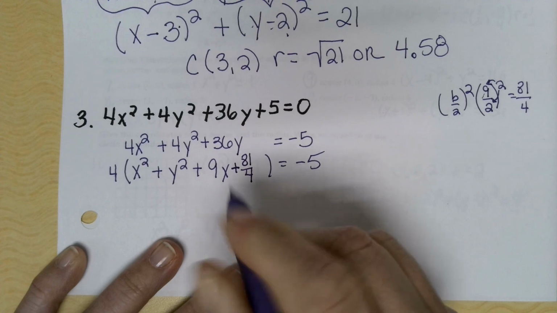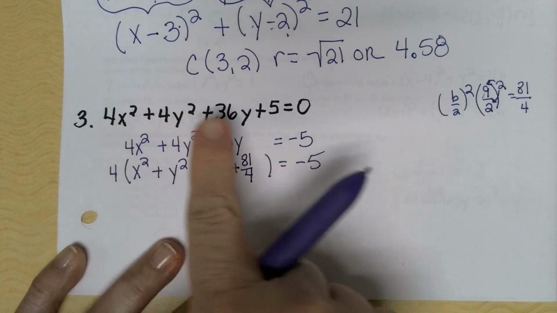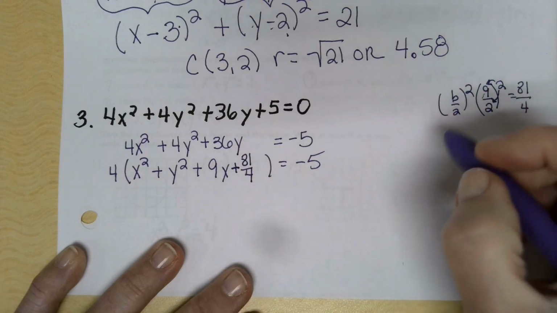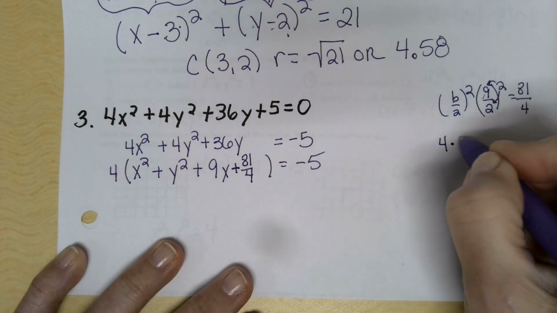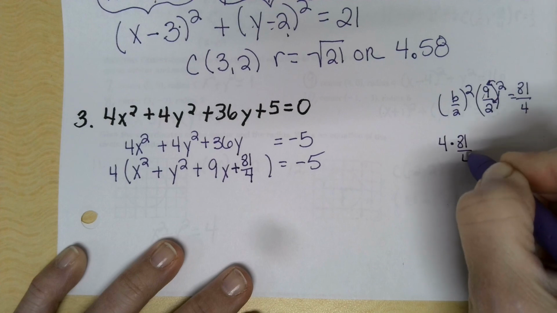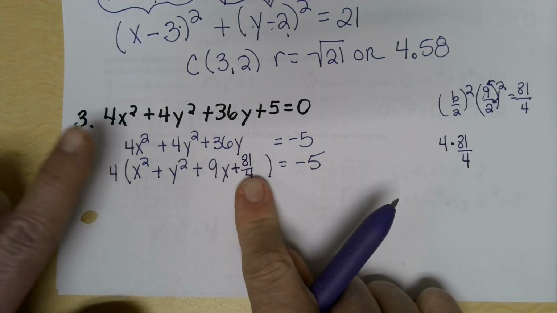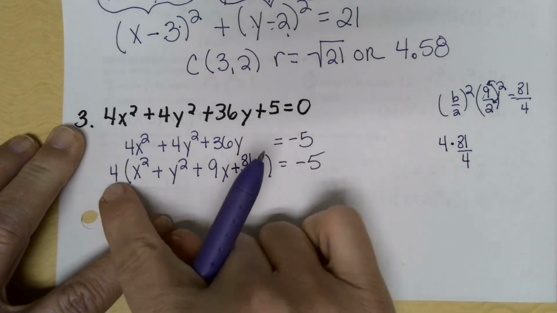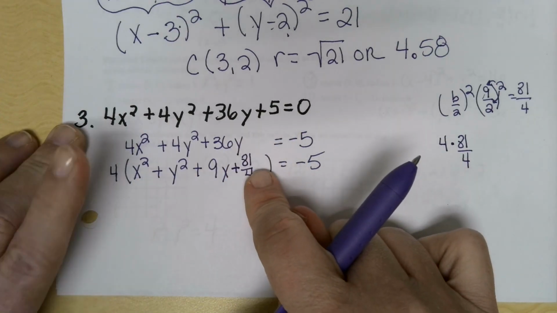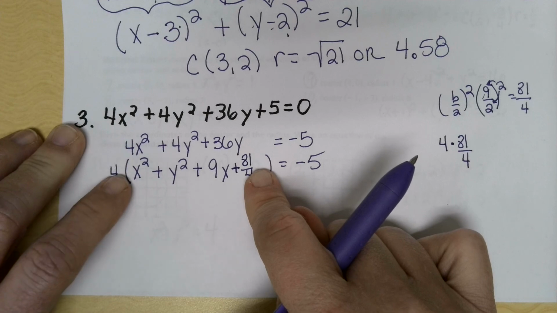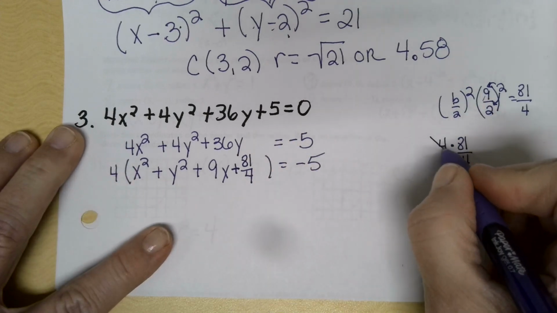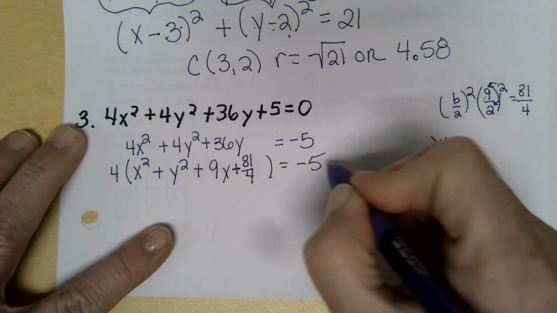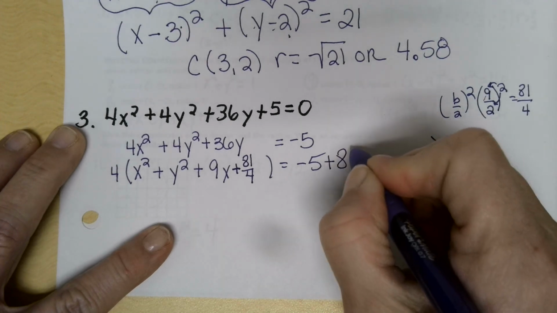This is the thing. Because there's a 4 out here, I am not really adding 81 over 4. What I am really adding is that. Whatever I put here multiplied by 4 is what I have added to the left. I have added 4 times 81 over 4 because there's a 4 out here in front of this parentheses, which is kind of nice. And so what I'm going to add to the right is just 81.